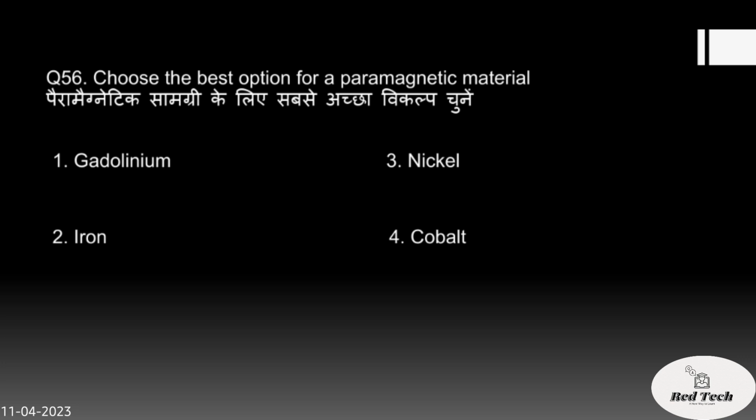Option 1 is gadolinium, option 2 is iron, option 3 is nickel, and option 4 is cobalt. So the right answer is option number 1, gadolinium. Gadolinium is a paramagnetic material which is used as a contrast in MRI tests.